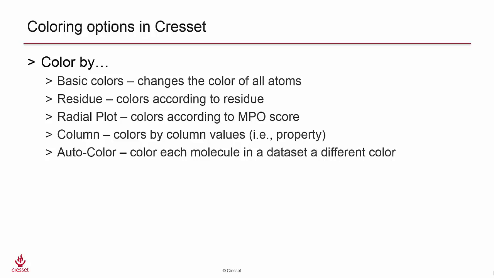The molecule coloring options are found in the Display Molecule Color submenu. We can color by basic colors, residue, radial plot multi-parameter optimization score, column, or properties, for example log P or activity, and finally autocolor, where we color each molecule a different color.